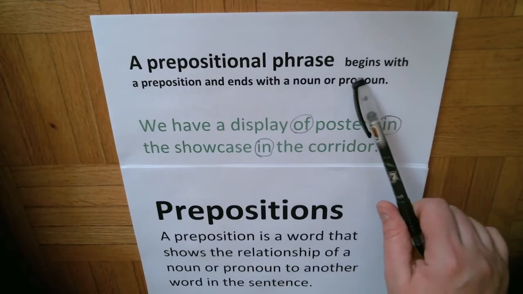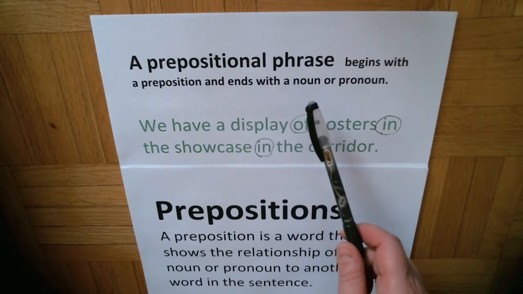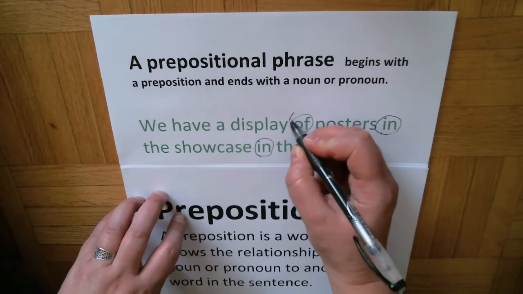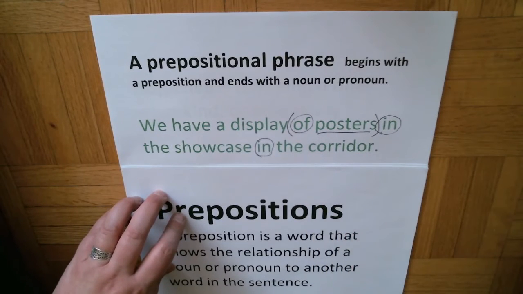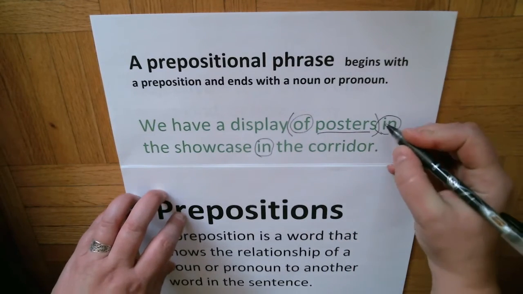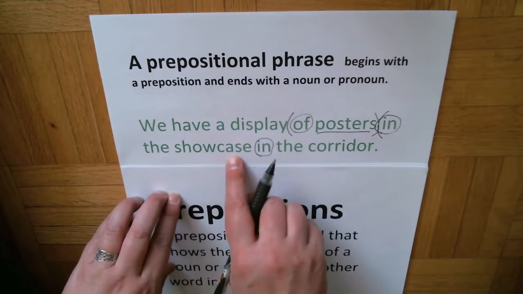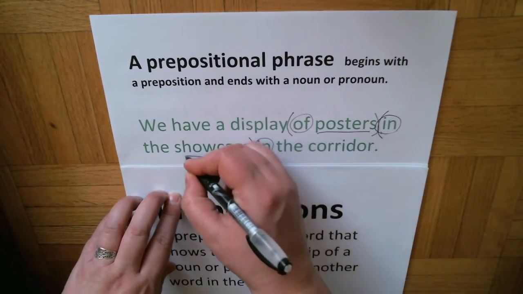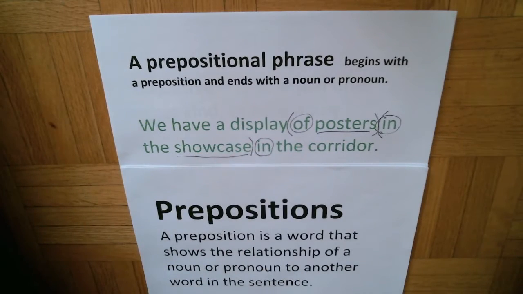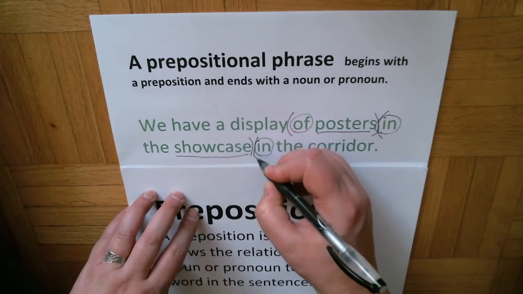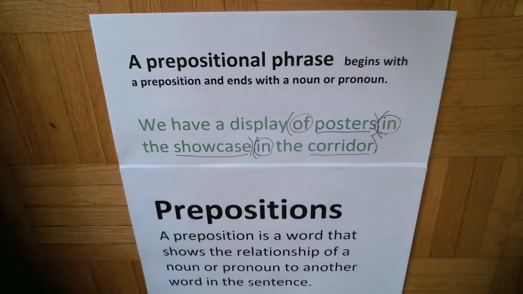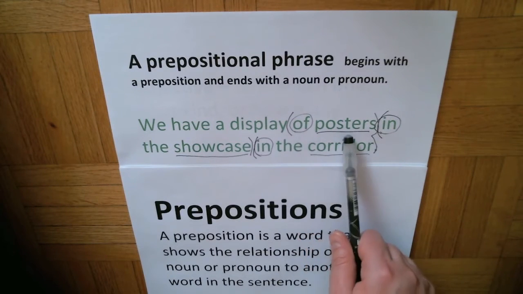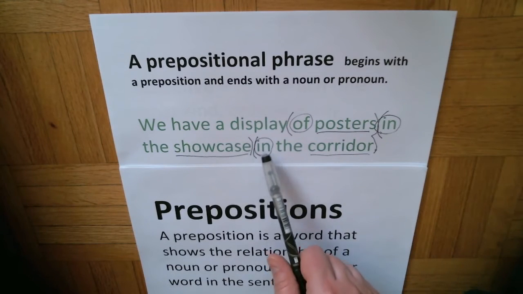A prepositional phrase begins with a preposition and ends with a noun or pronoun. Here's my first prepositional phrase, of posters, where posters is the noun that ends that prepositional phrase. Here's my second prepositional phrase. It starts with in and ends with showcase. In the corridor, again, my preposition is the first word in the prepositional phrase and the noun is the last word. Now you'll see that I can have prepositional phrases as short as 2 words, of posters. I can also have ones that are a little bit longer, in the corridor.